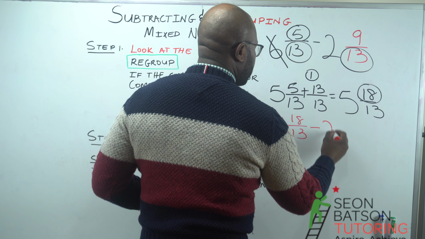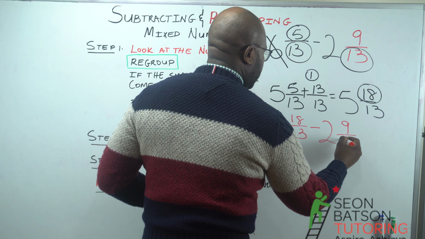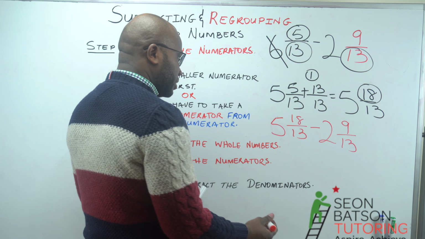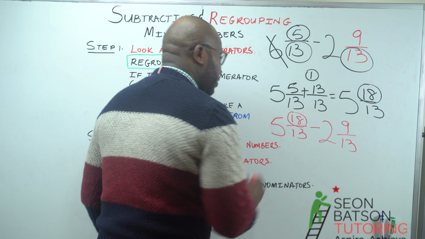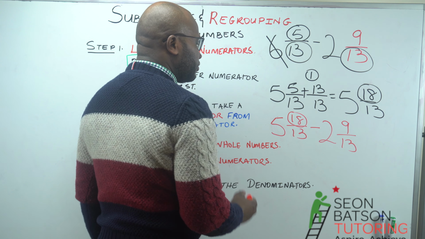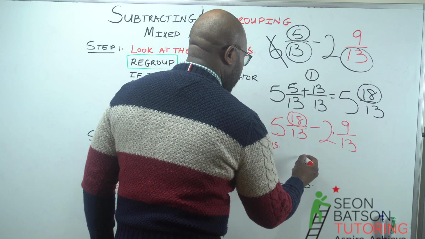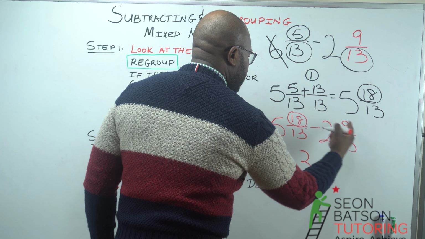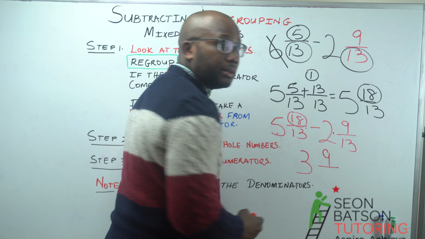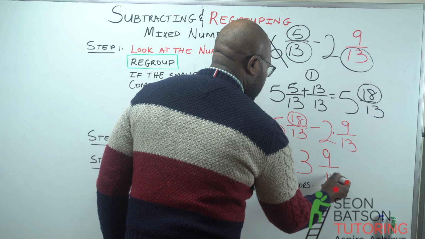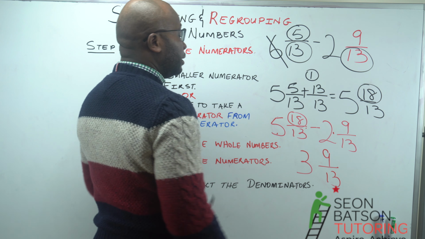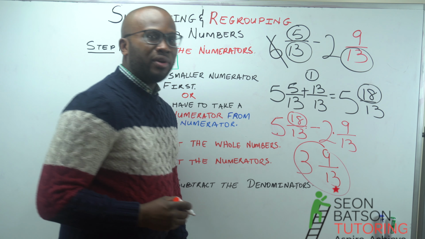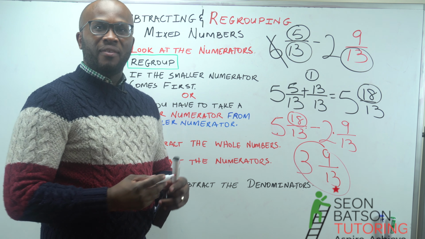And we'll take that from 2 and 9 over 13. Yes? Now we can subtract because the bigger numerator is first. So we'll subtract the whole numbers first. 5 minus 2 is 3. 18 minus 9 is 9. Yes? And the denominator stays the same. We don't ever subtract the denominator. So the answer here is 3 and 9 over 13. Get the idea? Very good.